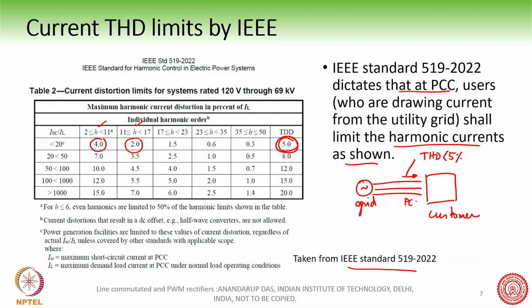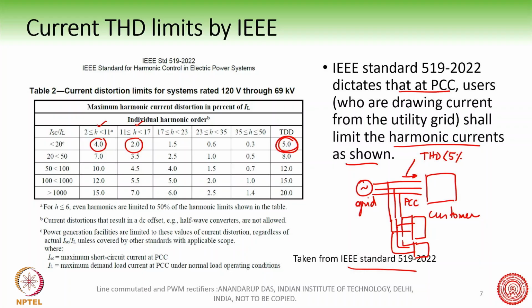This point is called the point of common coupling because at this point other customers are also connected. So the current which you are drawing as a customer should not cause more than 5% THD. Now you can compare this value of 5% with the 180% or so which we had just shown in the previous slide.